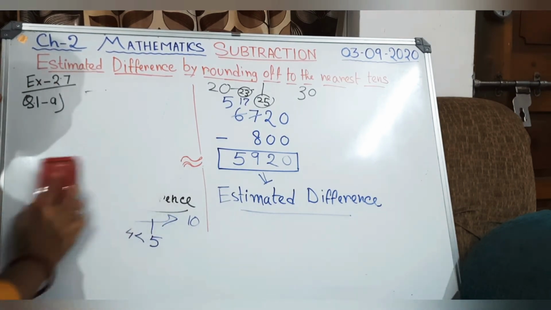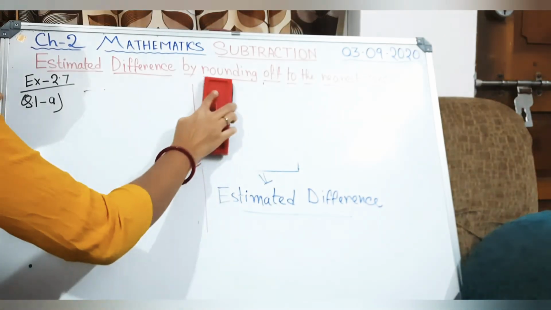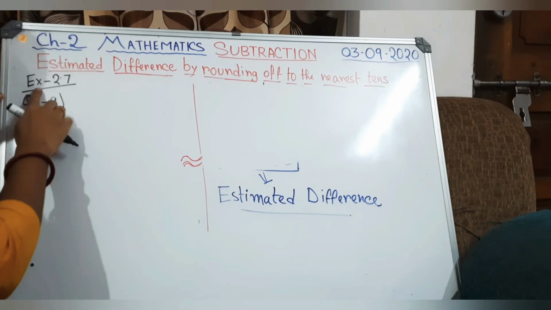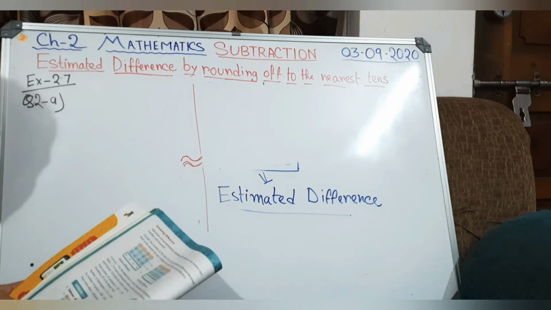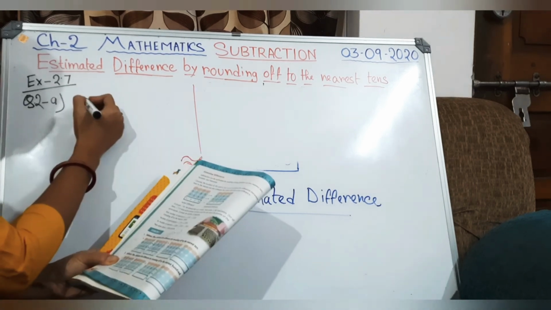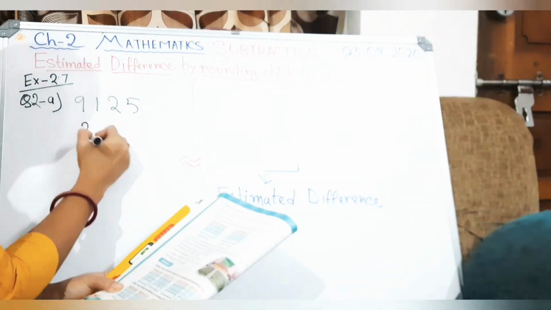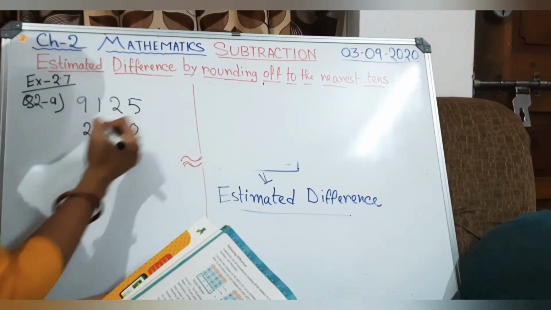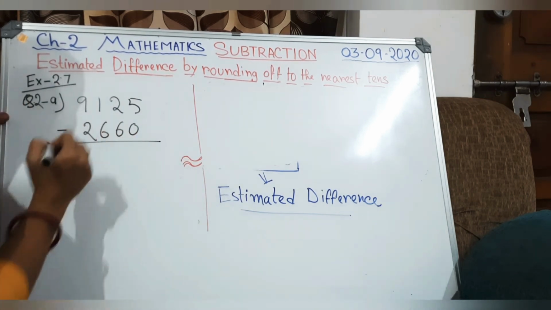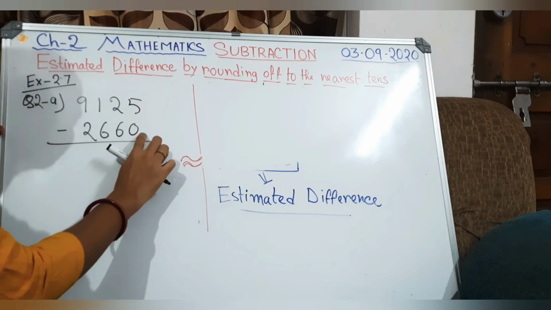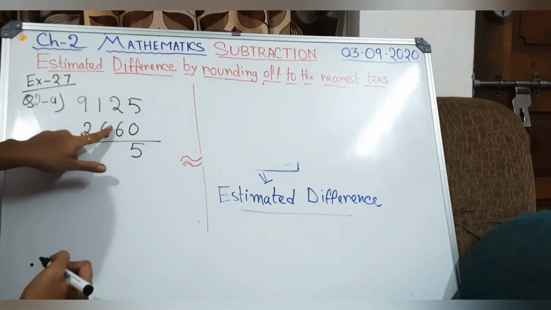Okay. Now I am rubbing this one. Now my new number is from question 2A. My new number, that will be my 4-digit number, is 9125, and downside 2660. This is my actual numbers given in my question. Now I will do simple subtraction only. From 5 I need to subtract 0 means nothing. 5 only will come. From 2 I have to subtract 6.